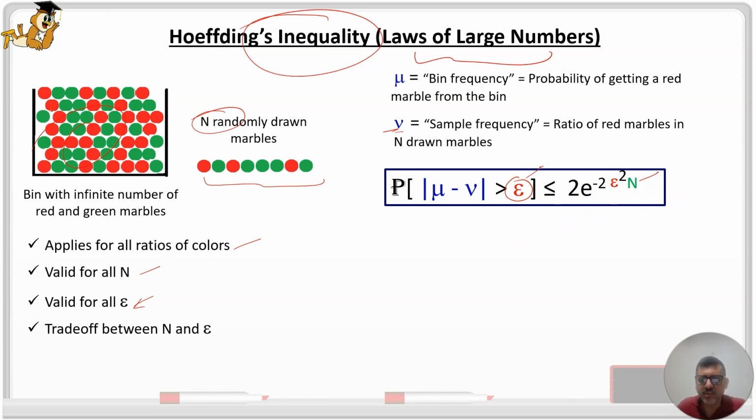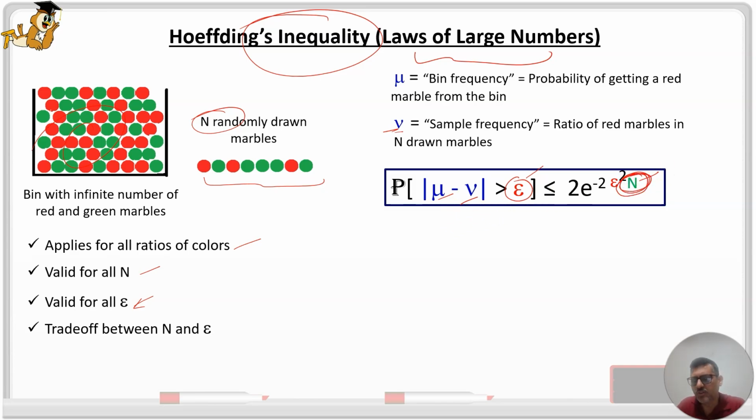Now, why was this result important? This result was important because it showed us that as you increase n, you could bring mu and nu close to each other with higher and higher probability. So the chances of mu and nu being very close to each other would go up as n increases.